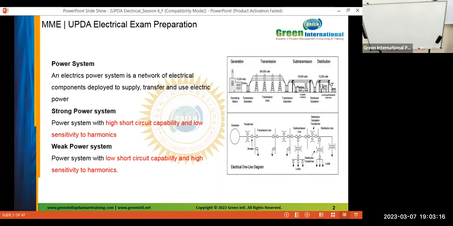Similarly, distribution is also transferred into primary and secondary. Primary distribution, secondary distribution.